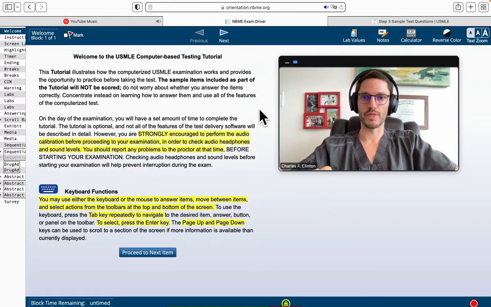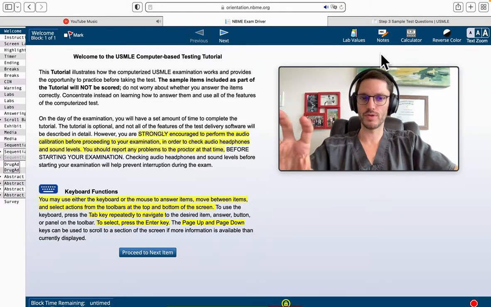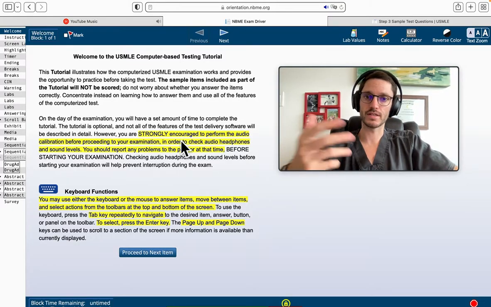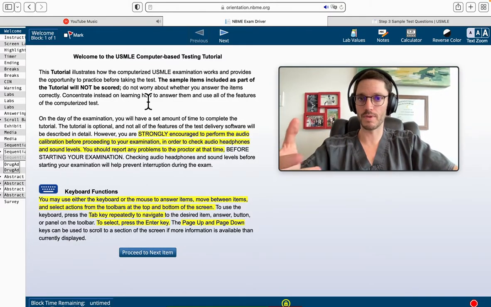So without further ado, how do we get to this tutorial right here? Okay, this is fundamental, this is vital. Before any Step exam, you have to understand how the software works. Of course, in the actual exam, you'll have this tutorial right here in front of you, but I don't recommend you waste time scrolling through this tutorial, because it's free and you can read it beforehand.